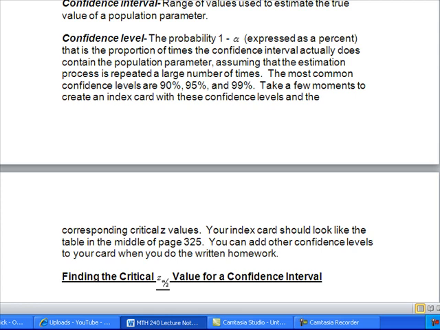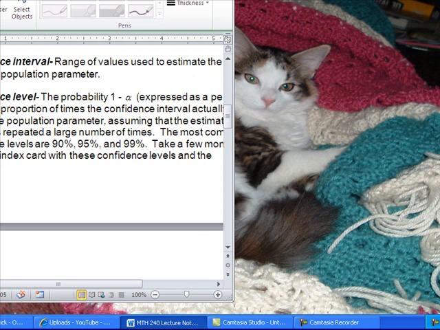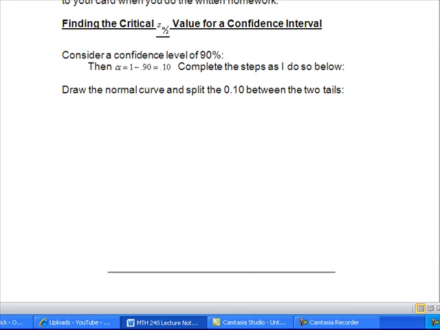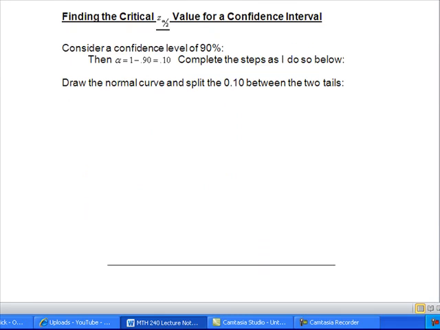Okay, so we're going to actually go through the process for finding the critical values that go with a confidence level of 90%. Okay. So if we're looking at a confidence level of 90%, then alpha is 1 minus 90%, which we write as a decimal, 0.90, and we get 0.10.